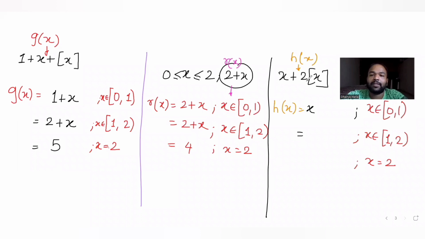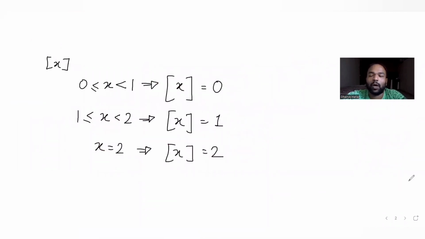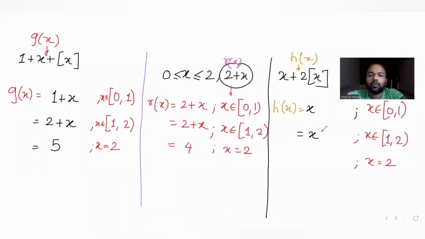Next, x plus 2 times, here we have the greatest integer function as 1. So x plus 2, or 2 plus x, it is the same thing. And for x equal to 2, if I put 2 plus 2 times 2, that is again 6. So we get these values.